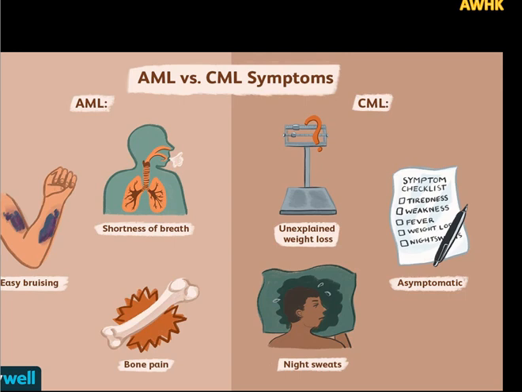Now a slide about the differences between acute myeloid leukemia and chronic myeloid leukemia. In acute there will be easy bruising, shortness of breath, bone pain, whereas in chronic myeloid leukemia there will be weight loss and night sweats.